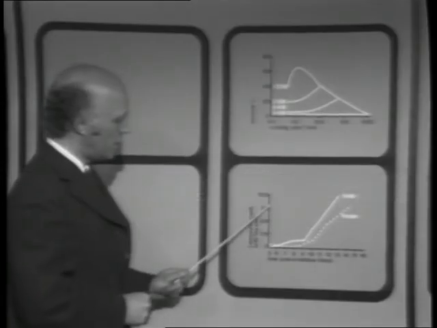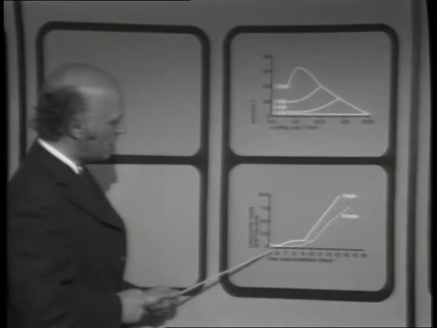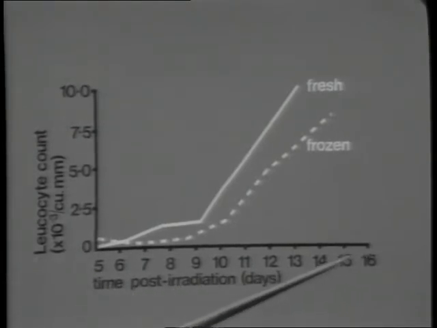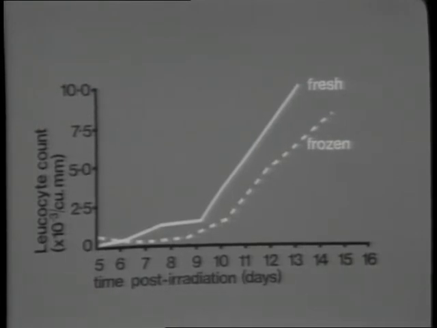Here we see the bone marrow cells actually being used in irradiated mice, and we have a comparison of the leukocyte count at various days post-irradiation, the transplant having been given immediately after the irradiation, and you see compared fresh marrow cells and an equal amount of frozen bone marrow cells. And you can see that there is no significant difference in survival between the two techniques.